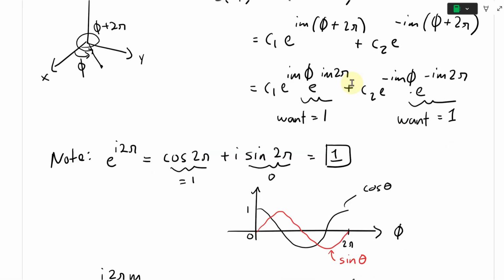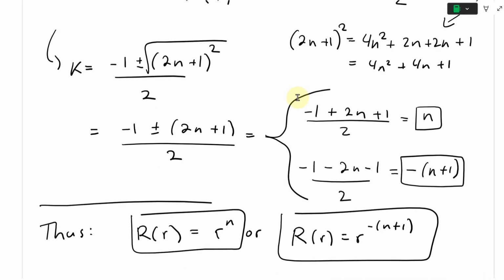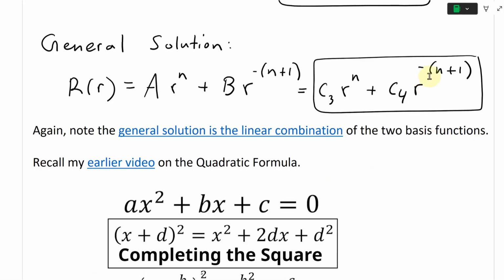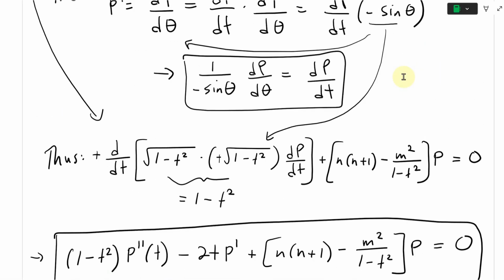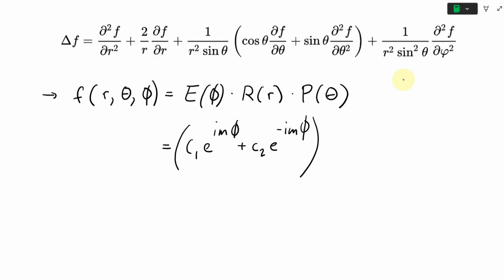And then the second one is going to be this one here. This one's going to be C3 r^n and then C4 r^(-n+1). All right, that's why we put those in order like this. Then times it by C3 r^n plus C4 r^(-n+1), like that.